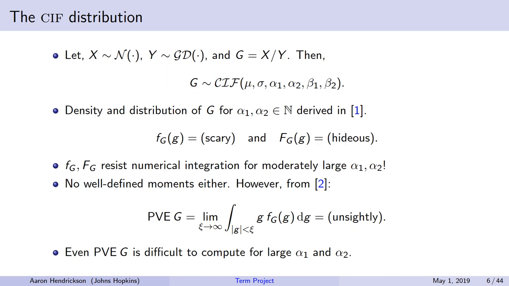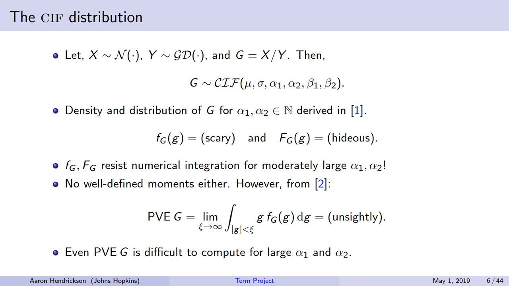And so with that, a couple years ago, I worked on deriving this thing which I called the centralized inverse-Fano distribution. And so the way it's defined is that if we're given two independent random variables, X, which is normal, and Y, which is this gamma difference distribution, and we define G to be their ratio, then we say that G has a centralized inverse-Fano distribution with a million different parameters. And so the first thing that I had worked on was deriving the density and distribution of this thing.